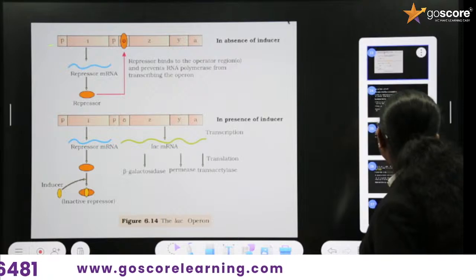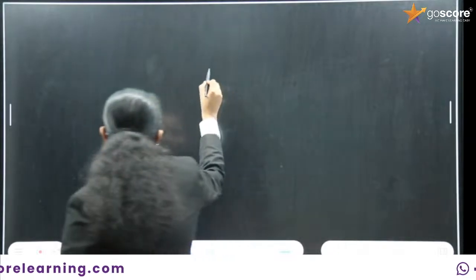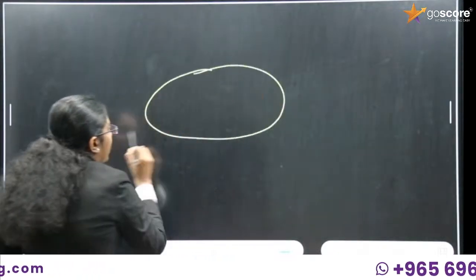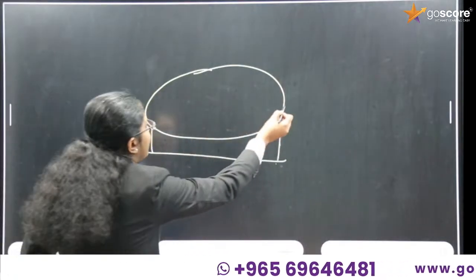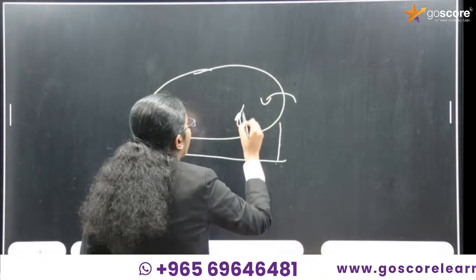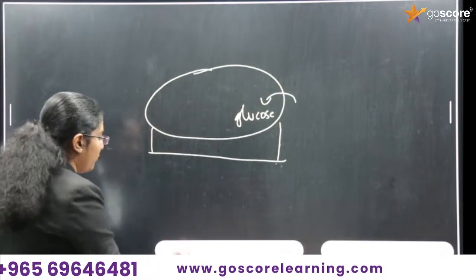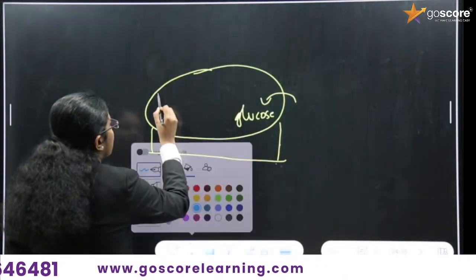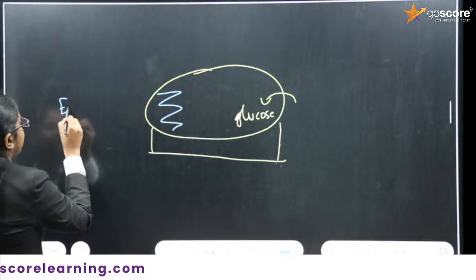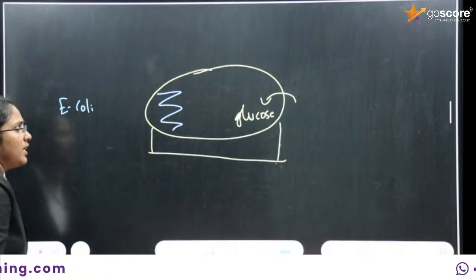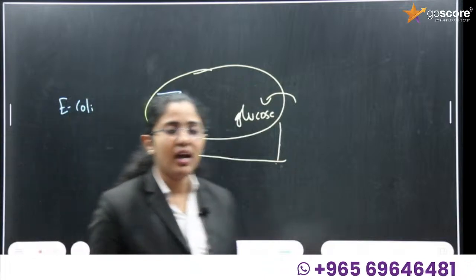You know that bacteria can survive in glucose, right? Consider this as a Petri plate. I have added glucose as the medium, and then I have streaked a particular bacterium, for example E. coli, which I have allowed to grow.